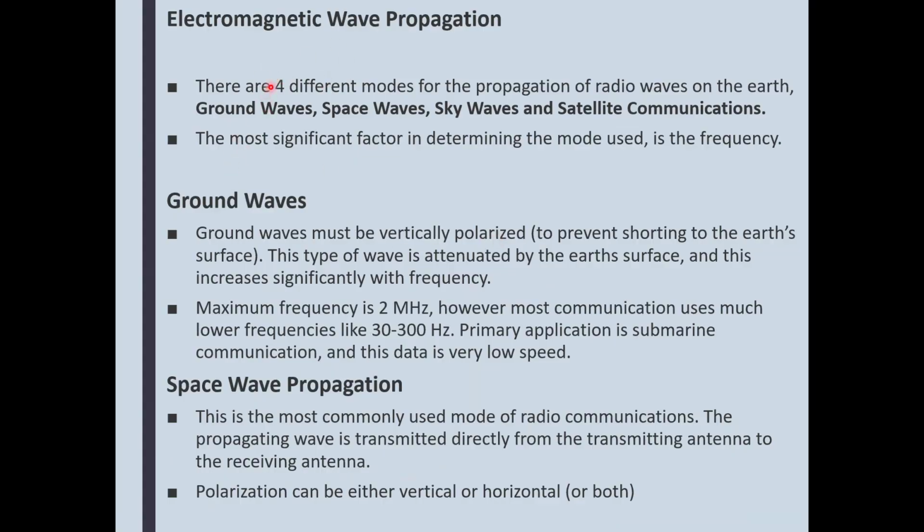All right, let's look at the wave propagation. There are 4 different modes for the propagation of radio waves on Earth: ground waves, space waves, and sky waves and satellite communications. So sky waves and satellite communications are kind of under one category. 1, 2, no, 3, 4.